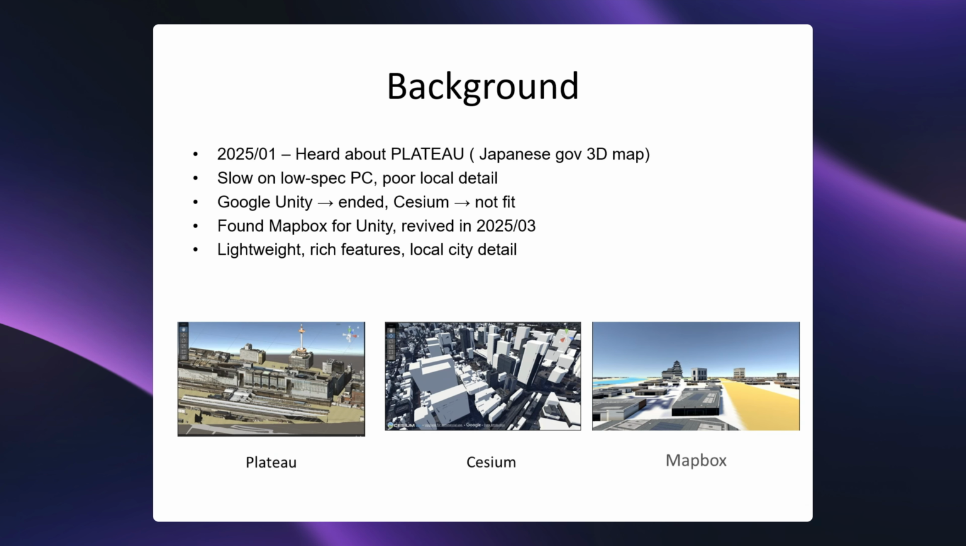Around January 2025, I often heard about Plato, Japan's government-led 3D mapping project. It even had Unity integration, but on a low-spec PC, it was slow and lacked detail for small cities like Okazaki. I checked Google's services. Integration had ended. Sessin was a successor, but still not ideal.